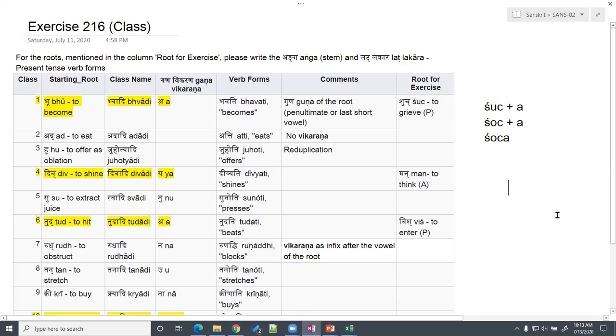This is pretty straightforward. Man plus ya, manyate. So it will become man plus ya, manya. This is the stem. And here also the stem is fairly straightforward. Wish plus a, vishati. So vishati, vishatah, vishanti, vishasi, vishatha, like that. Okay. So this was our exercise.